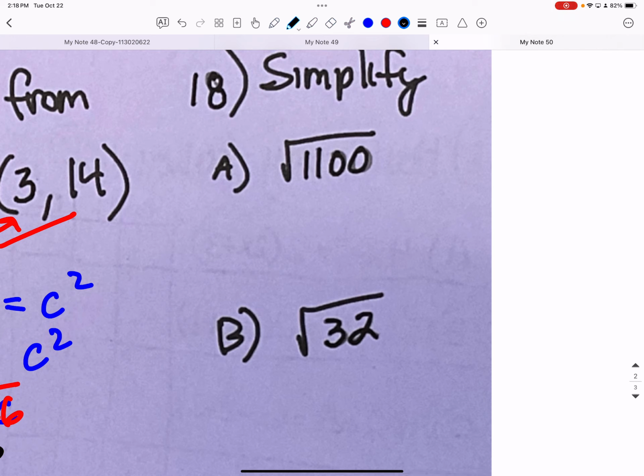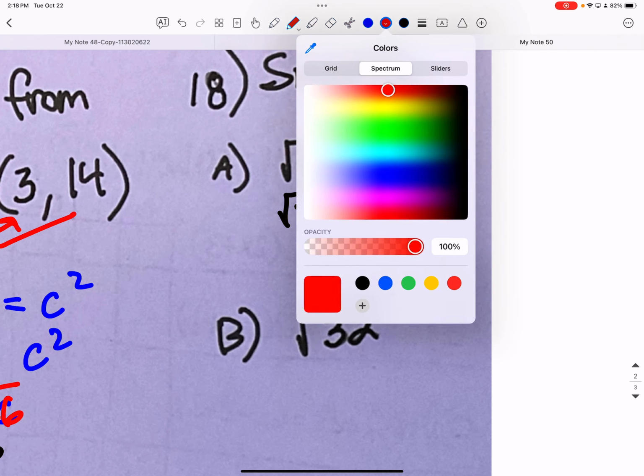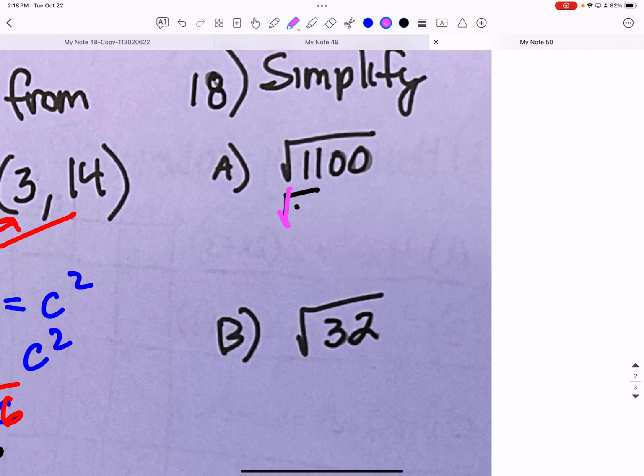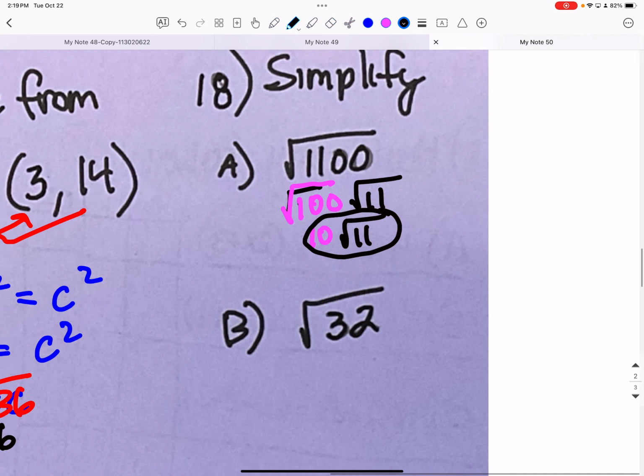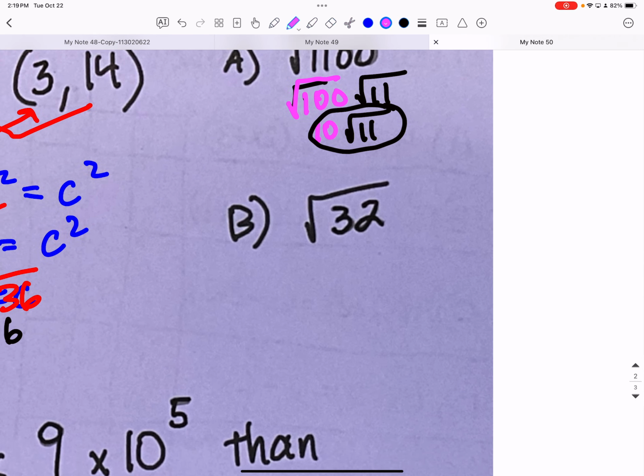Over here, anytime you see hundreds, you're probably going to use the number 100. So the pink number that we want to use for this one is 100 times 11. That's how we get to 1100. The answer for the pink number of 100 is 10. So this is 10 times the square root of 11. This one, I'm not going to use 25. I am going to use 16. So this is the square root of 16 times the square root of 2. And the square root of 16 is 4. So this is 4 times the square root of 2.